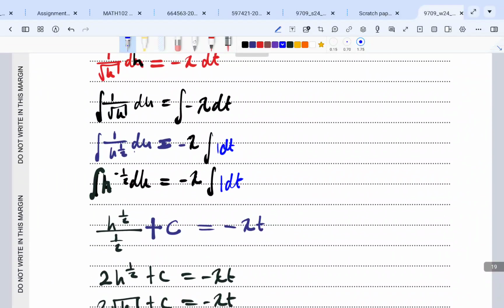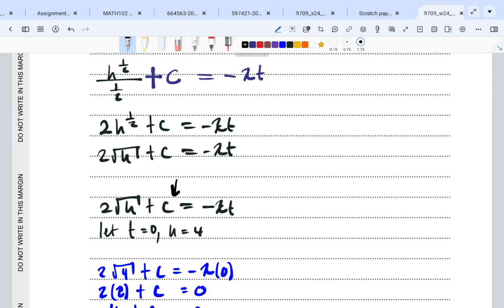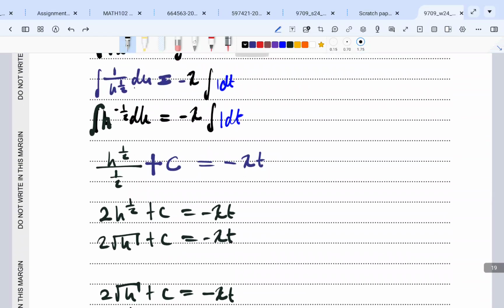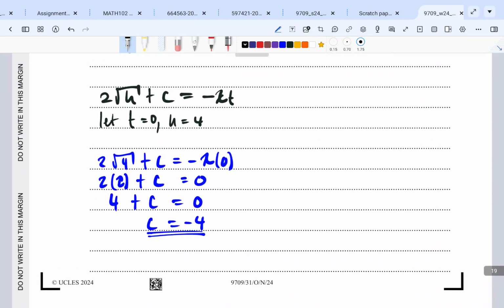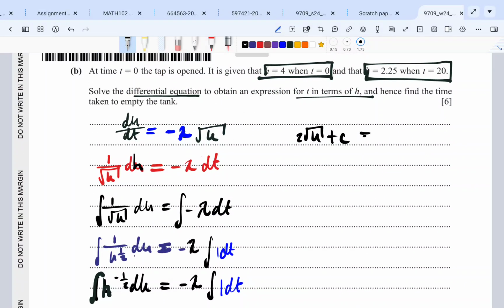Then now I'm going to put again this same thing here, which I put when I jumped the line. So it's going to be 2 root h plus c is equal to negative lambda t. Then I'm going to say let t equal 20, then h be equal to 2.25. Now we're going to solve, right? And it's going to be now 2 root of 2.25 plus c is equal to negative lambda.